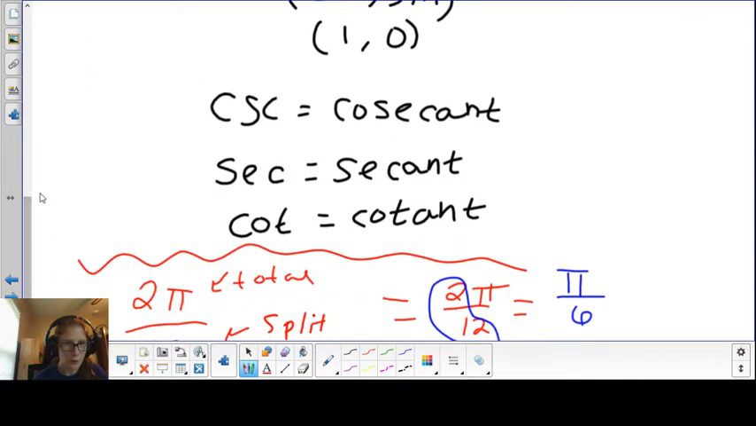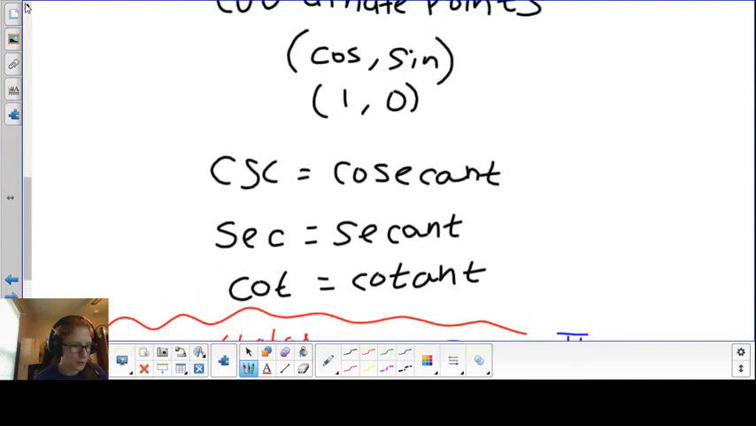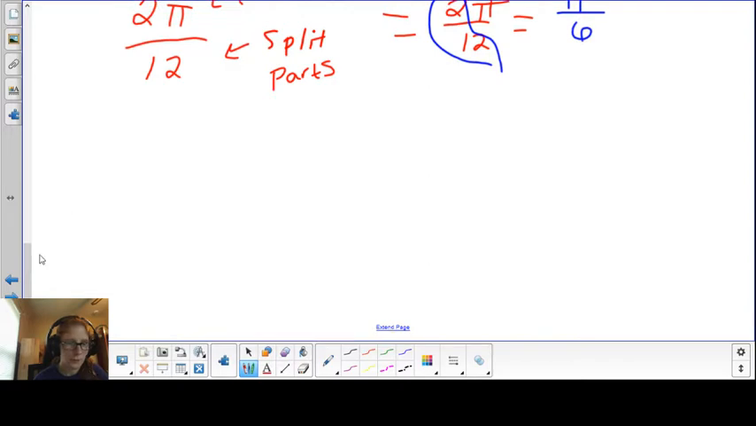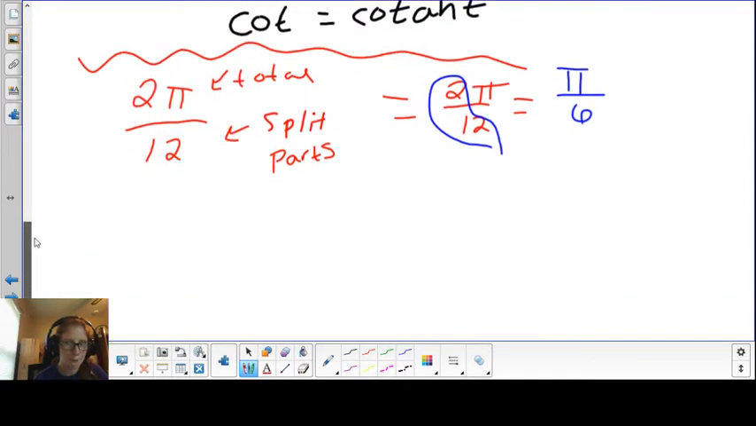Now, I want to skip the 90 for a second, and we're going to go to the 120. I need to go back to my writing space. Okay. 120 is still technically a variation of this guy.